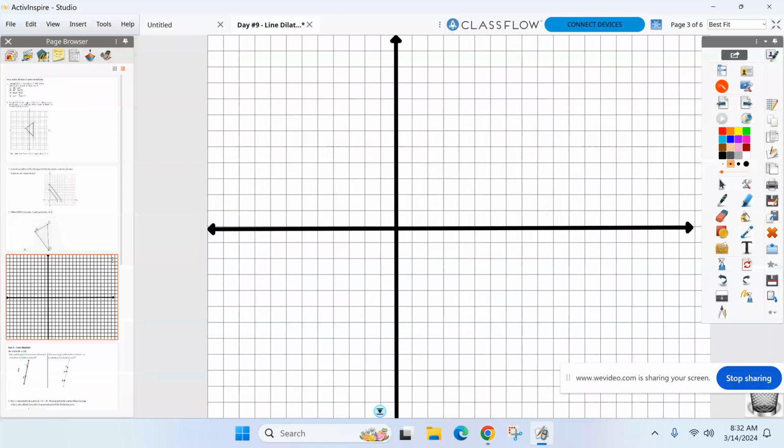4, 6. Everyone graph it. 1, 2, 3, 4. 1, 2, 3, 4, 5. 4, 6. Everyone call that point A for me, please. Call that point A. 4, 6.